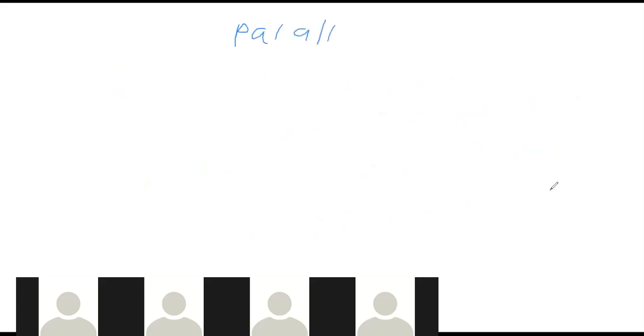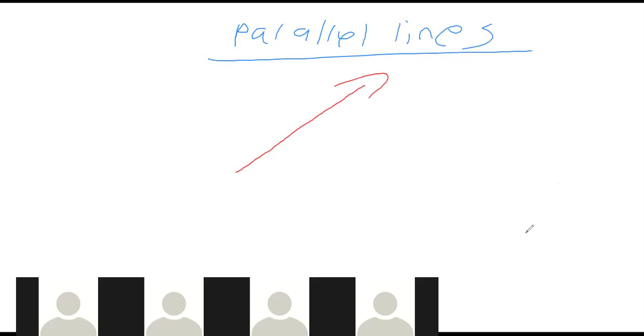Another review: parallel lines. So what are parallel lines? Two lines that go in the same direction but never touch. If they're both going in the same direction, they will never touch. For example, we expect traffic to go in parallel lines, because we don't want traffic to ever touch, since that would cause an accident.